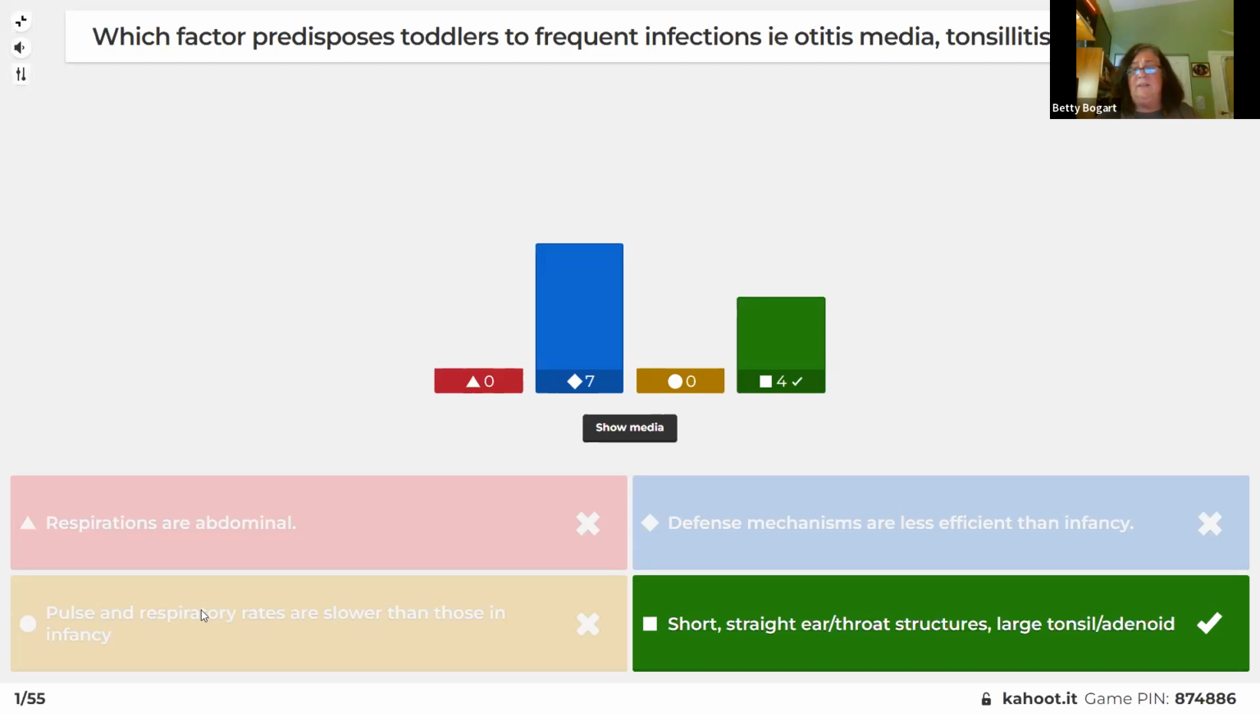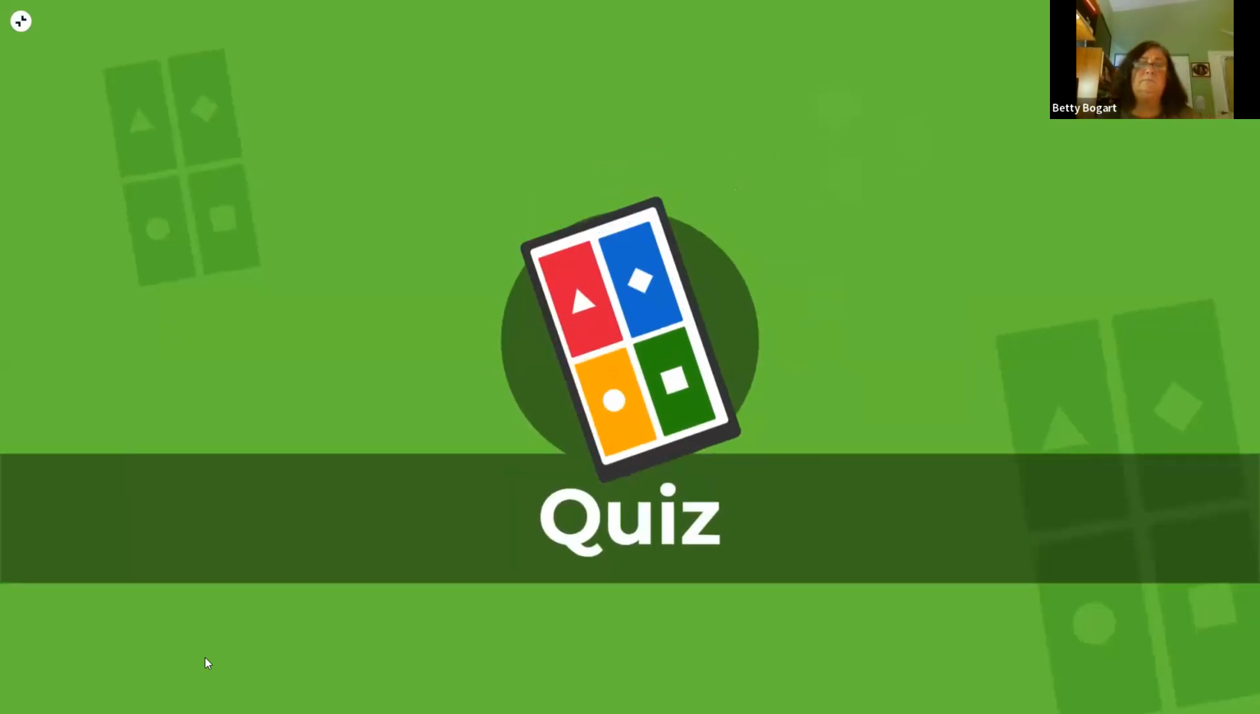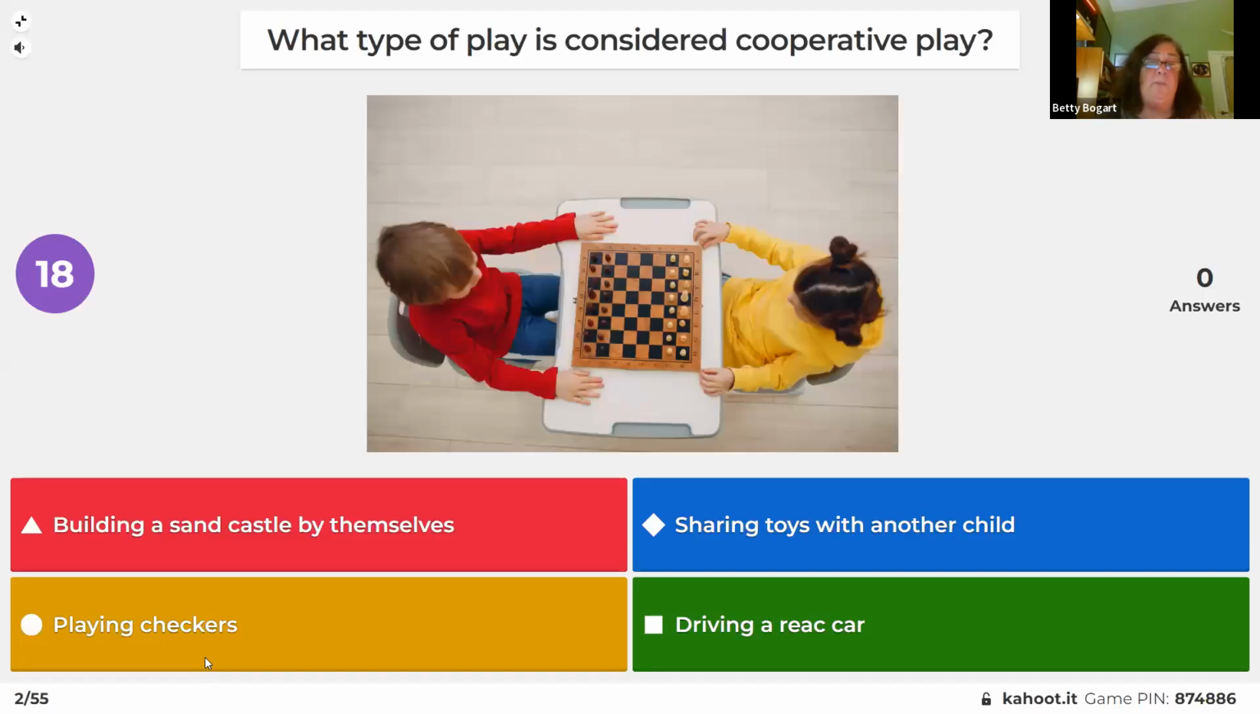Their defenses are less efficient than infancy. No, actually it's more efficient because they've probably had colds already or something, okay? So the answer is because of the way that it's built, the anatomy. What type of play is considered cooperative play?